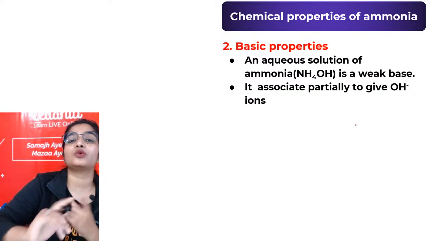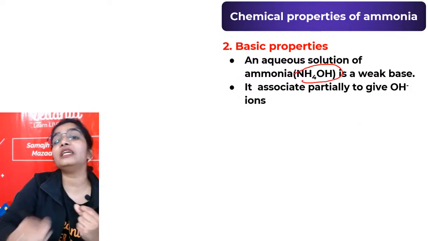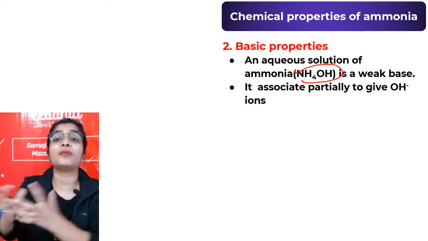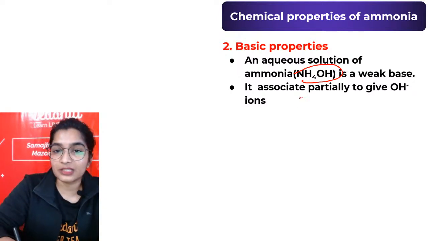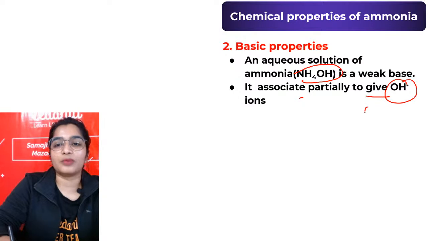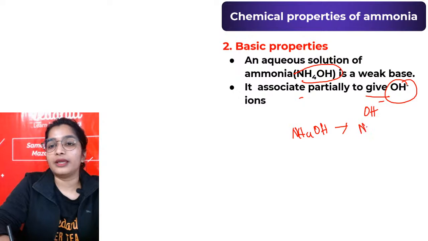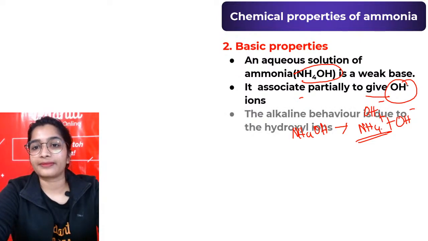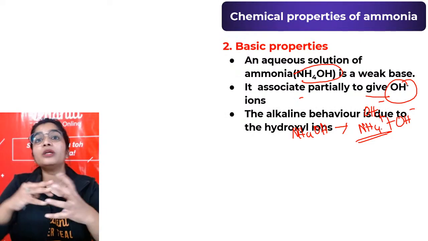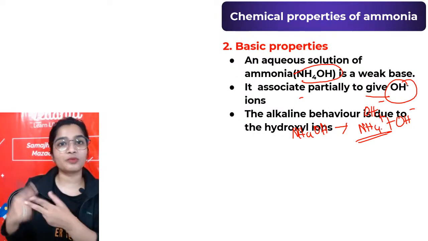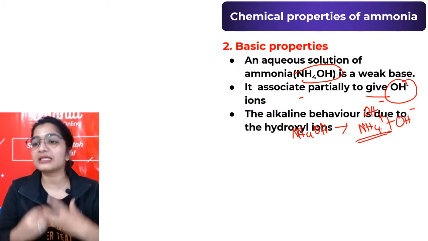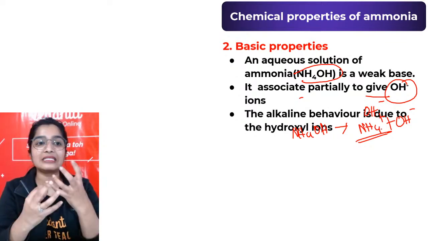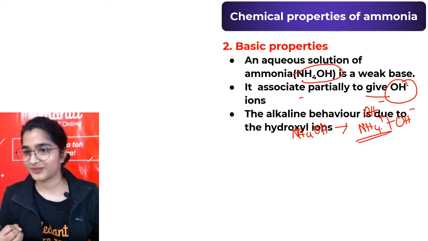So an aqueous solution of ammonia, NH4OH, is a weak base. Why is it a weak base? Because it undergoes partial dissociation to give OH minus ion. NH4OH gives NH4 plus and OH minus. So ammonium hydroxide can give OH minus ion. But why is ammonia also a base? That is because it has a lone pair of electrons.